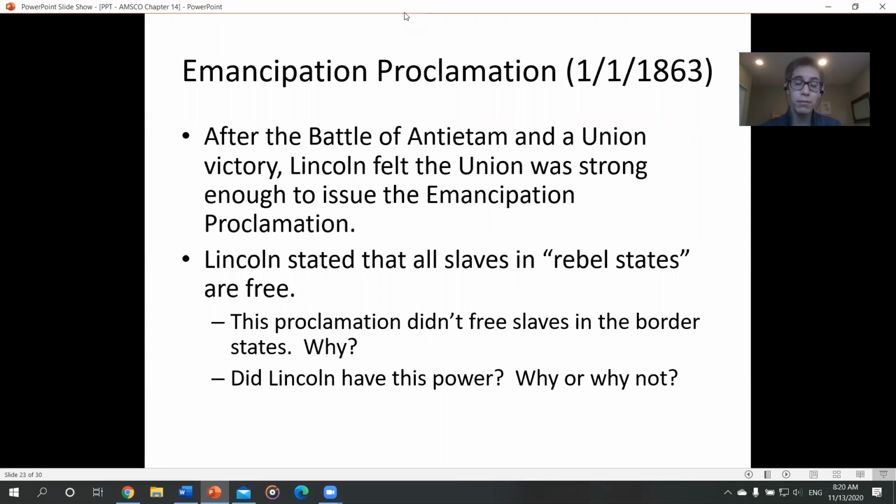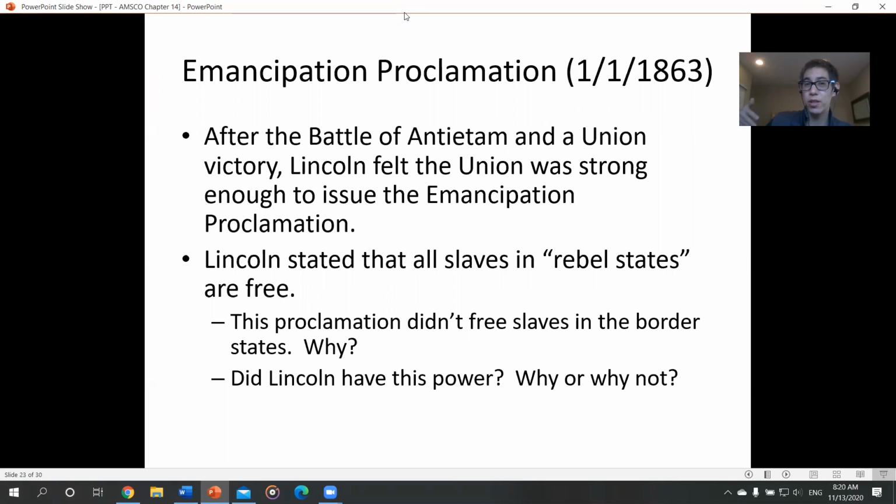And so famously, Abraham Lincoln issues the Emancipation Proclamation on New Year's Day in 1863. After the Battle of Antietam, after the Union won, Lincoln felt the Union was strong enough that he could take a bolder stance on slavery. This is the famous speech that we'll read about when we come back from Thanksgiving break. And the Emancipation Proclamation specifically stated that all slaves in rebel states are free. Rebel states meaning the South.